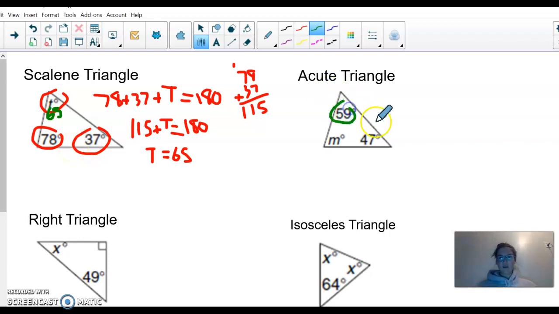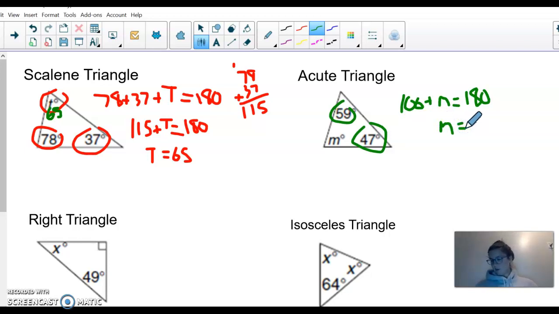Same thing here, so you're going to add up 59 and 47. So 59 plus 47 is 106. So that's 106 plus m equals 180. And then you subtract 106 from 180. So you have 180 minus 106, and that's 74 degrees. So the missing m is 74 degrees. Again, this stems from all of the angles in a triangle having to equal 180 degrees.